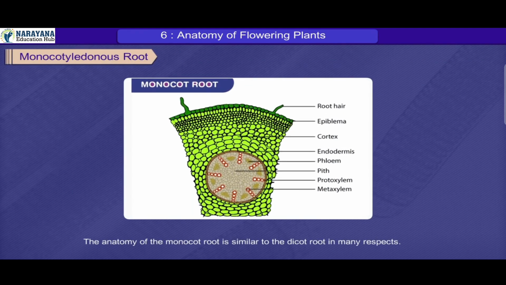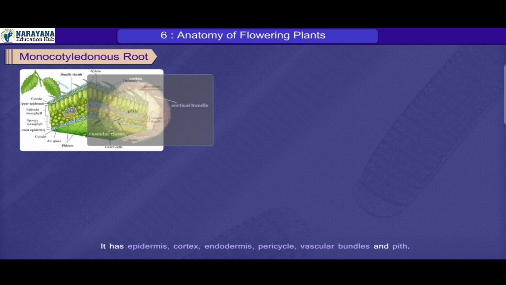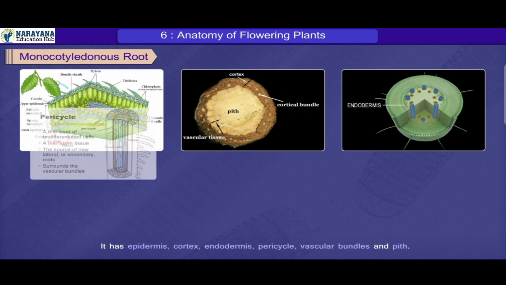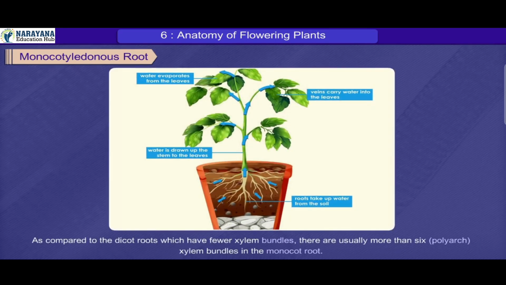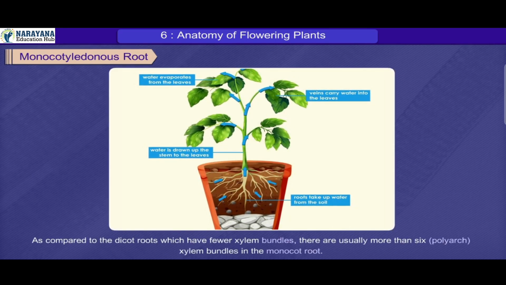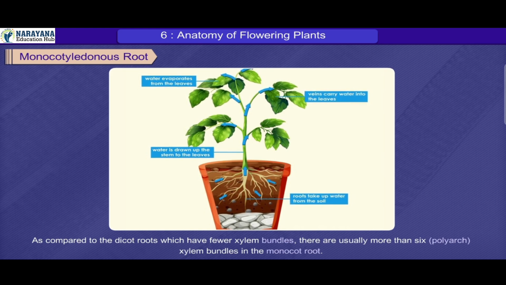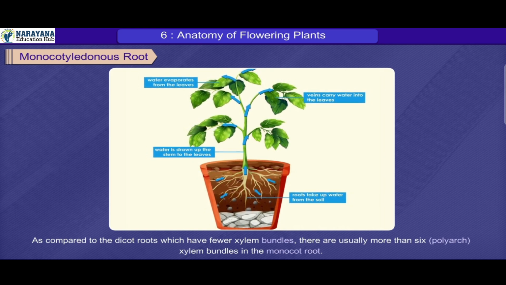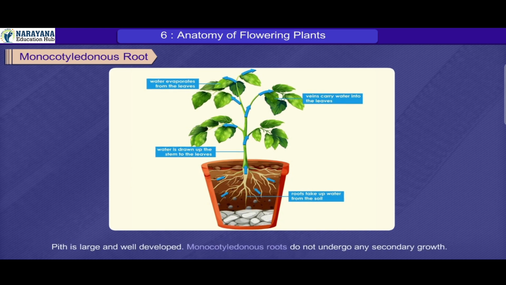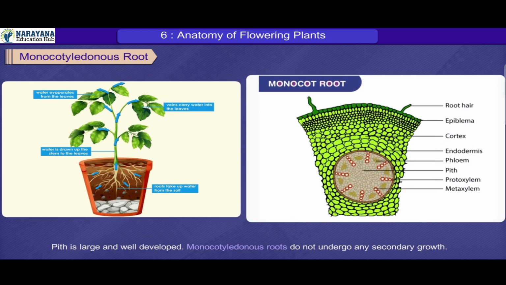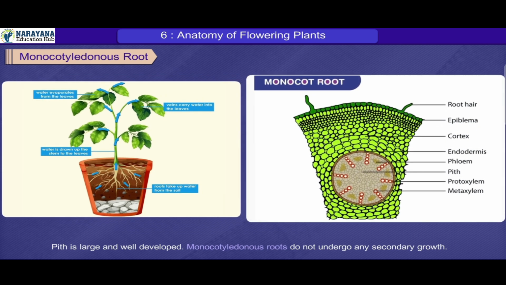Monocotyledonous root. The anatomy of the monocot root is similar to the dicot root in many respects. It has epidermis, cortex, endodermis, pericycle, vascular bundles and pith. As compared to the dicot roots, which have fewer xylem bundles, there are usually more than 6, that is polyarch, xylem bundles in the monocot root. Pith is large and well developed. Monocotyledonous roots do not undergo any secondary growth.